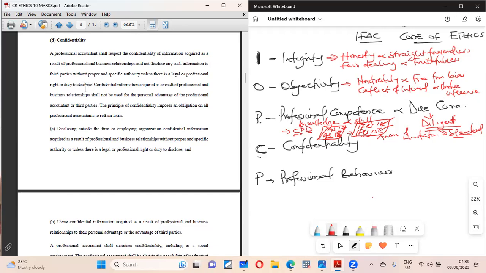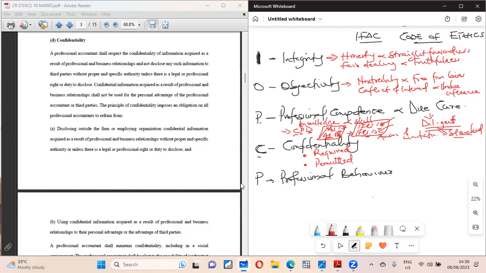Now, what I need to explain to you is that when we talk about confidentiality, we use two words: required and permitted.